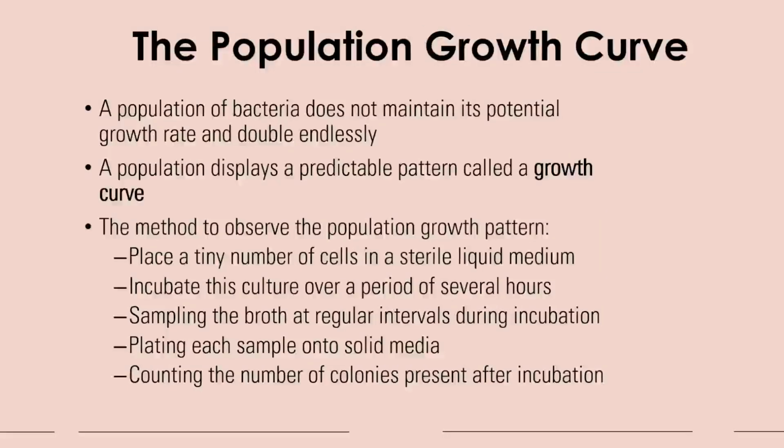The population growth curve. A population of bacteria does not maintain its potential growth rate and double endlessly. A population displays a predictable pattern called a growth curve. The method to observe the population growth pattern: place a tiny number of cells in a sterile liquid medium. Incubate this culture over a period of several hours, sampling the broth at regular intervals during incubation, plating each sample onto solid media, and counting the number of colonies present after incubation.